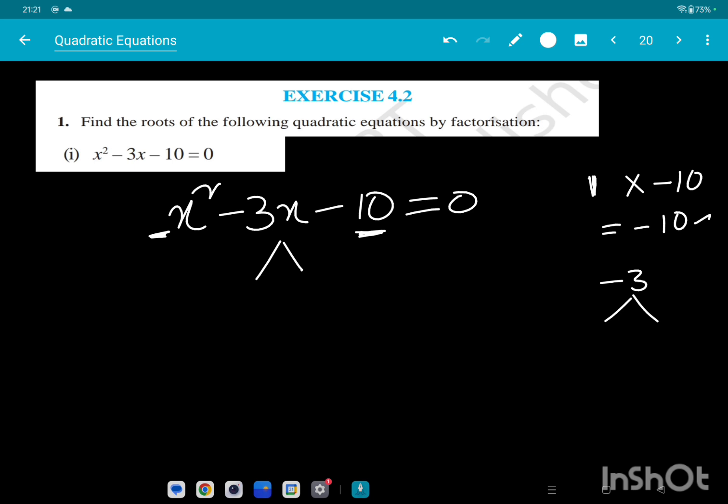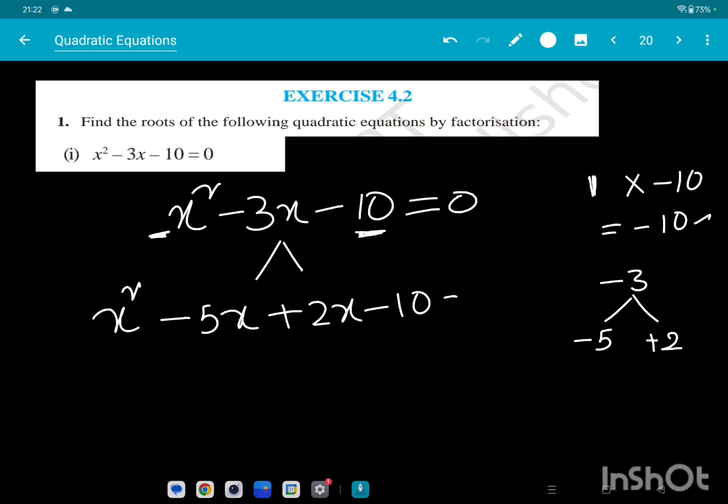So is it possible? Can I write it this way? Minus 5 plus 2. Is it possible? Because minus into plus, minus 5 into 2 is minus 10. So we got minus 10 by splitting minus 3 into two terms. So I can write it as x square minus 5x plus 2x minus 10 is equal to 0.